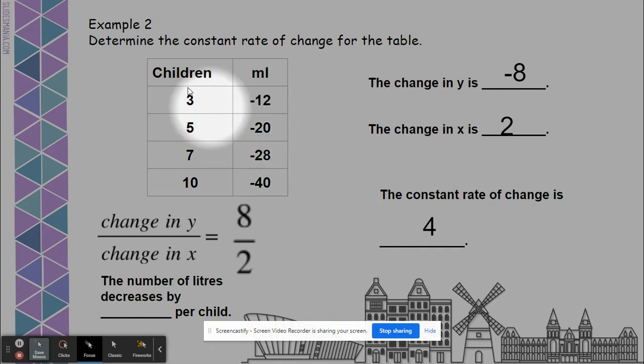Now, again, I want to take a look at the meaning because all math is applied to real world problems. And here we're comparing the number of children to milliliters of some liquid. Who knows? So the number of, that should say milliliters, is decreasing by 4 milliliters per child. That's what this means.